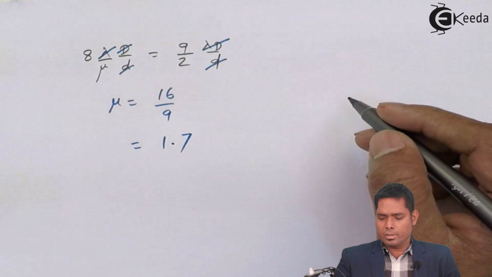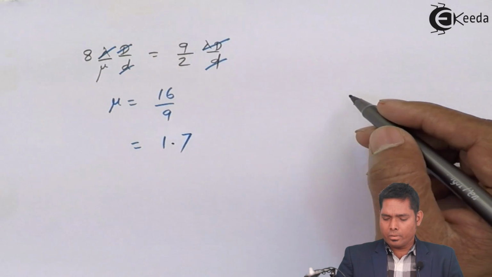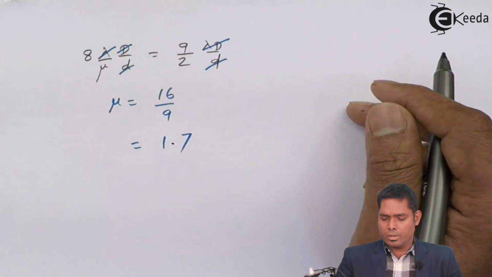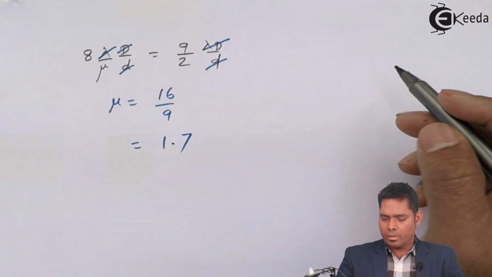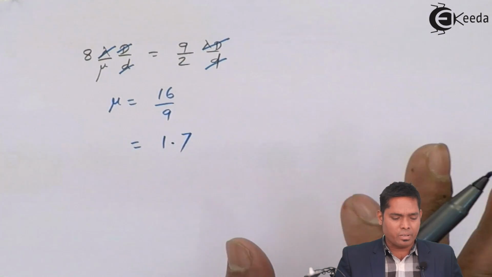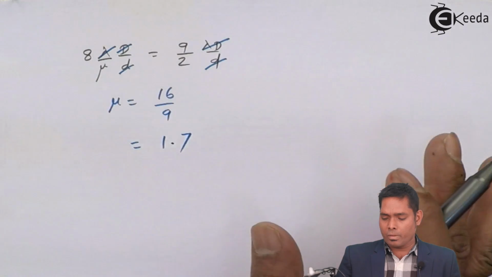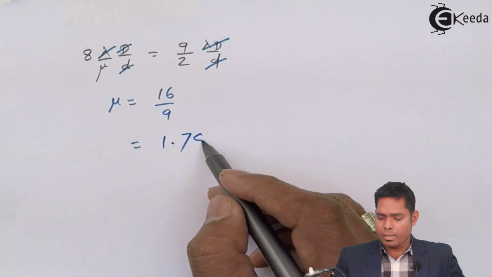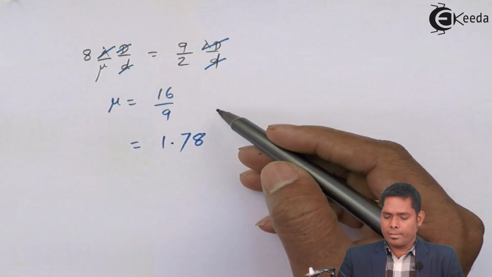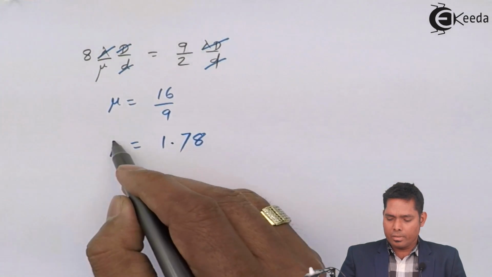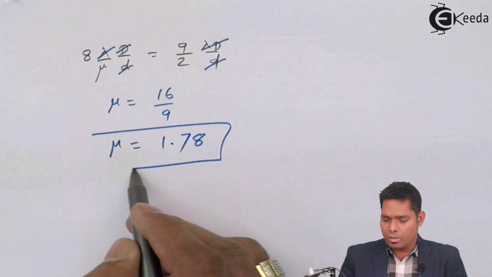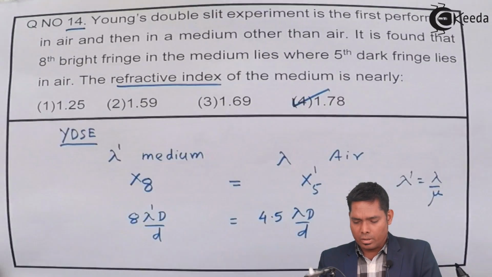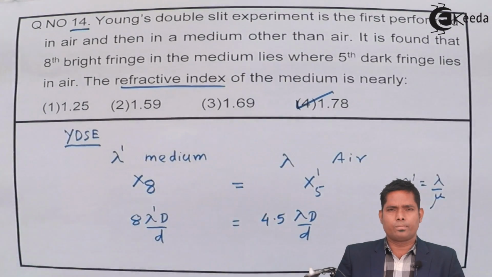So it is 63, and 7 is left. Again it is 1.7 something. I don't need to calculate that, because we already got 1.7, so the answer will be 1.78. If you divide 16 by 9, you will get 1.78. So this is the refractive index of the medium. So the answer to this question is option number 4. Thank you.